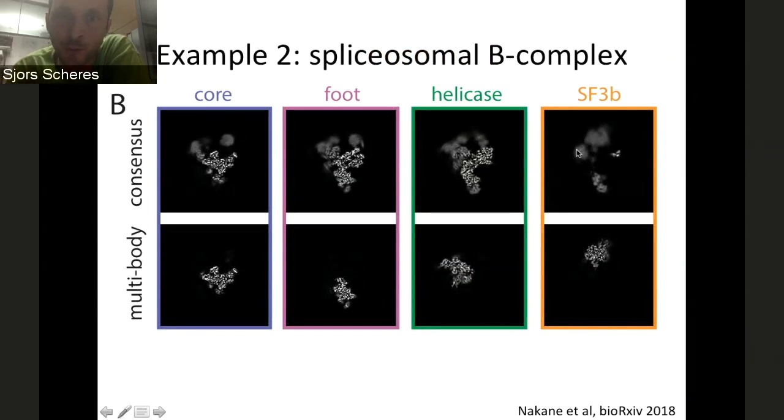Now, after multi-body refinement, doing this with 4 bodies at the same time, you now get 4 separate reconstructions of the individual bodies, and the core improves a little bit, but it was already quite good. The foot domain, you see this was a bit fuzzy. It gains in resolution, although it was already quite good. And the most dramatic differences are seen for the helicase domain, especially here at the outside, and for the SF3B domain.